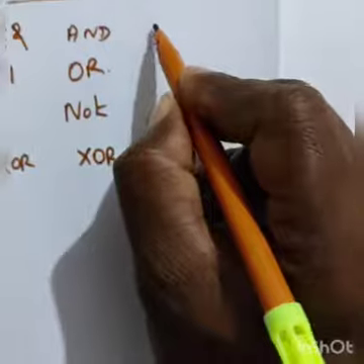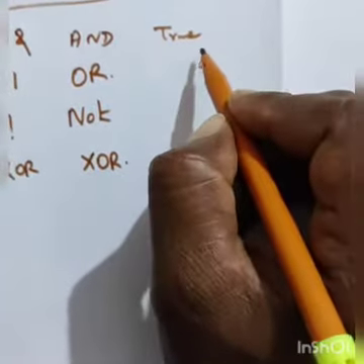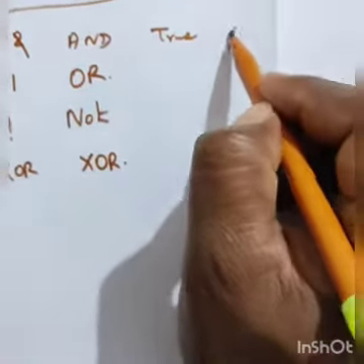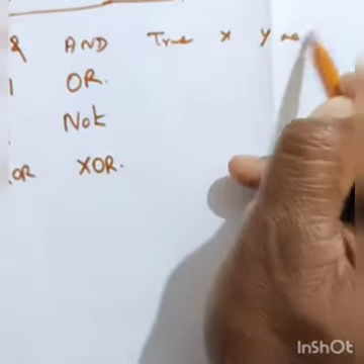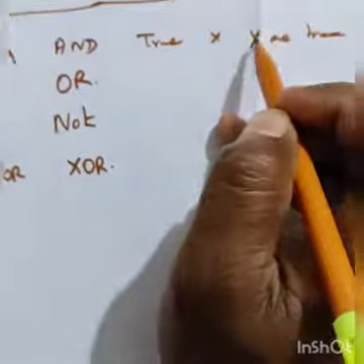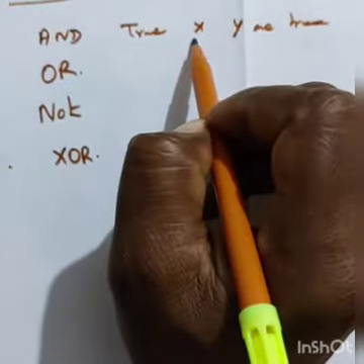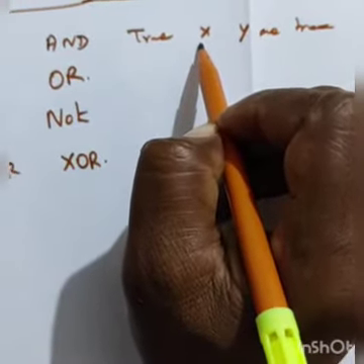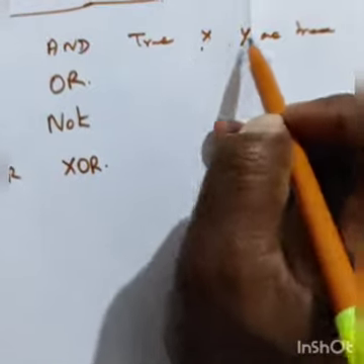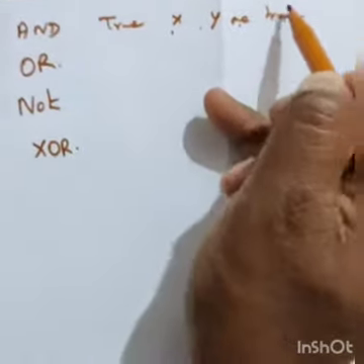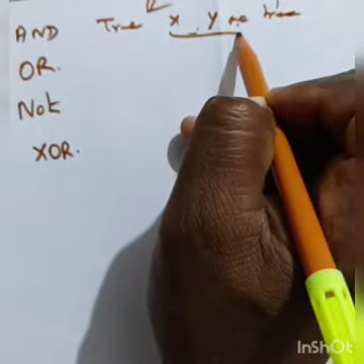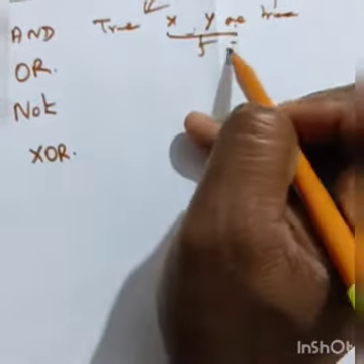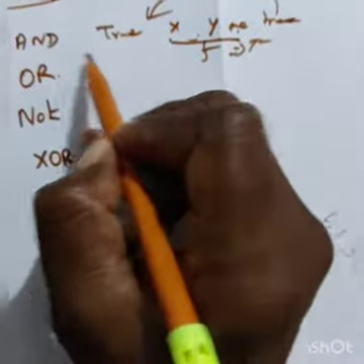The output is true means both x and y values are true. If both x and y are true, then it is true. Remaining, if any one value is false, then it is false alone. That is the AND operator.